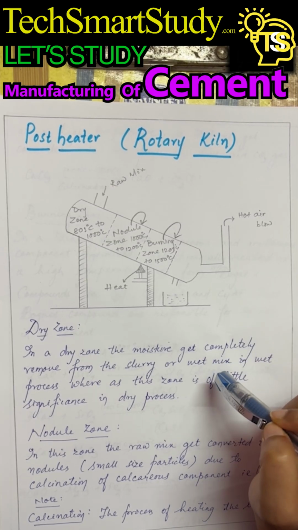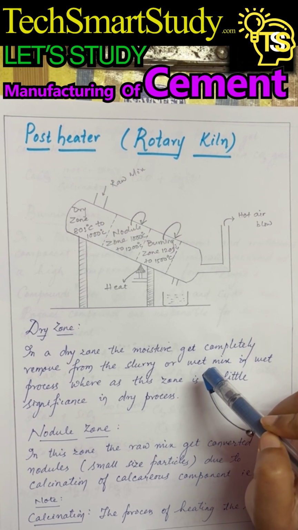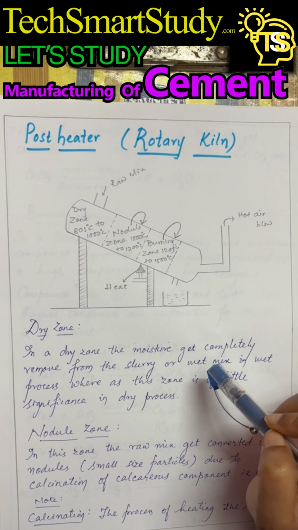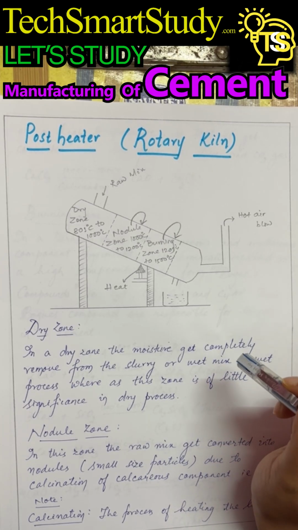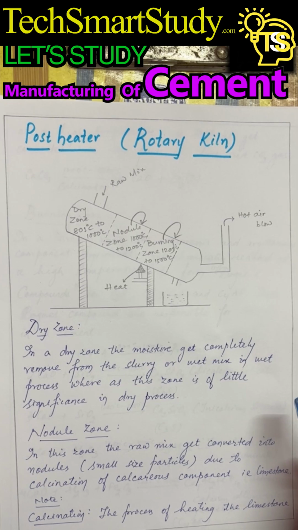Now this zone has more importance in the wet process because the dry zone removes the moisture completely from the wet mix. But in the dry process, the moisture is already removed from the slurry or raw mix by the preheater. That is why this zone is of little use in the dry process, but this zone has more significance in the wet process. Now the second zone is the nodule zone.